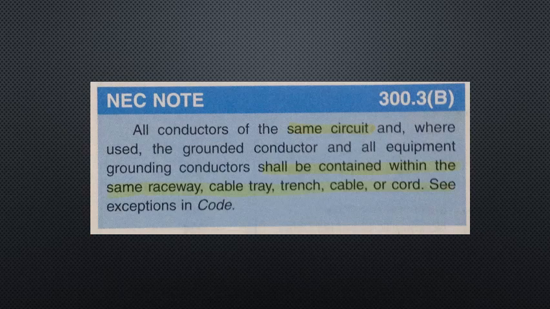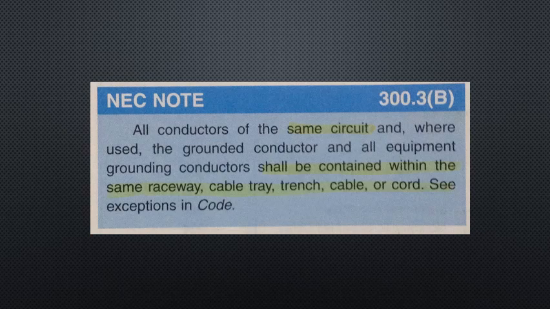NEC Notes 300.3(B), shown on the screen: all conductors of the same circuit, and where used, the grounded conductor, and all equipment grounding conductors shall be contained within the same raceway, cable, tray, trench, cable, or cord. See exceptions in the code.